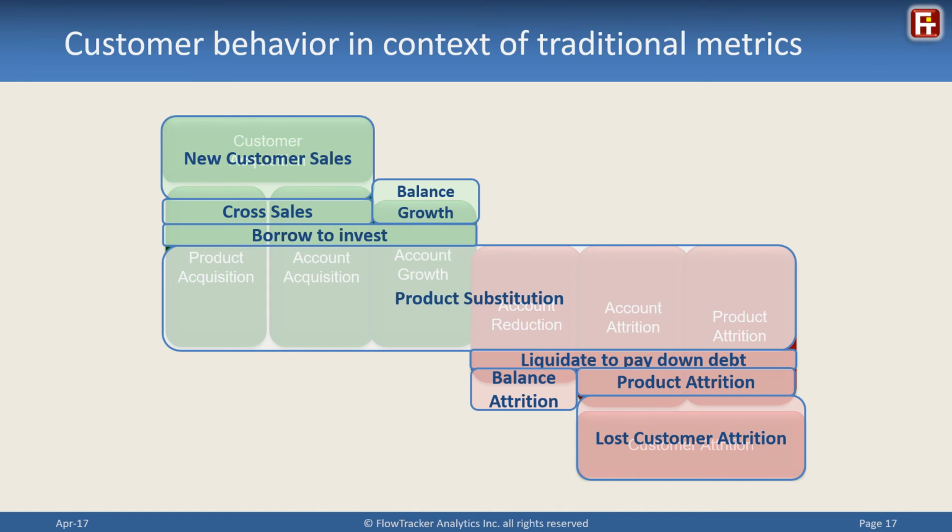So here what we've done is overlay the customer behavior on top of the traditional performance metrics. And it illustrates two problems. One is if you want to understand a customer behavior, you can't get there by looking at any one or combination of those performance metrics. The other problem is that when you're looking at any of those traditional performance metrics, you're in fact getting pieces of multiple customer behaviors.